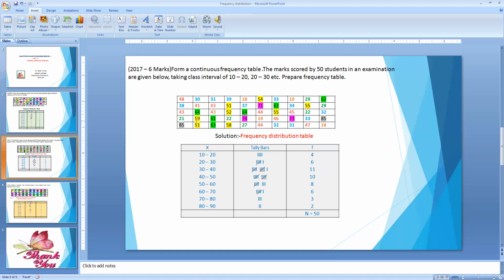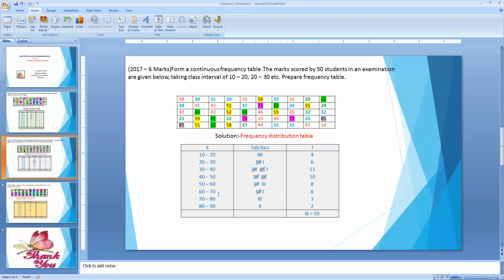Let us see the numbers which are shown in the yellow color. That is 59, 51, 51, 52, 58, 54, 55, and 55. How many numbers are falling in this range? Totally 8 numbers are there highlighted in the yellow color. So these are the numbers which are falling in the range of 50 to 60.